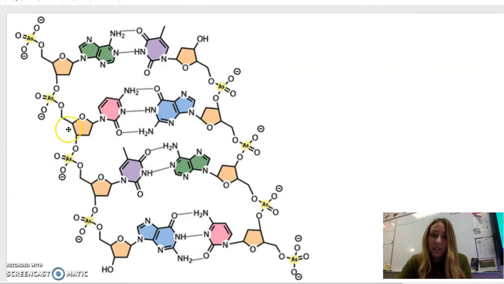But if you'll see here, the way that they pair is very, very specific. The pink, which is representing probably the G, is always going to pair with a C, and the purple is always going to pair with this blue, or green, sorry. You'll see that represented throughout the entire strand.